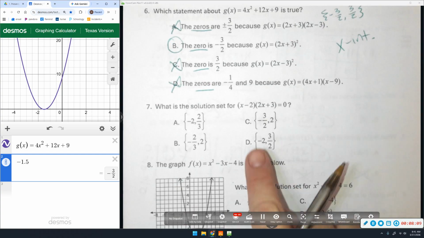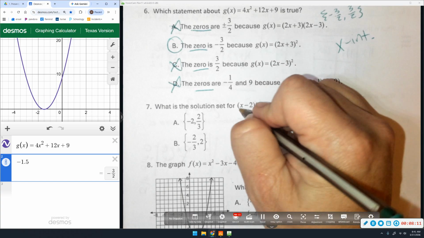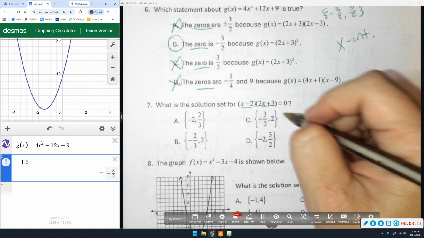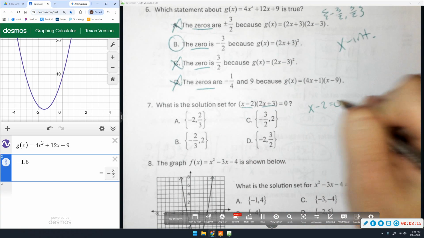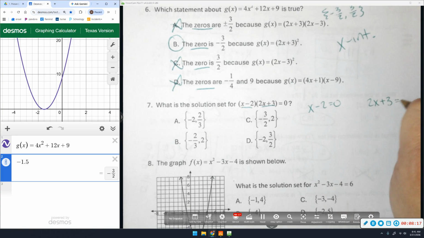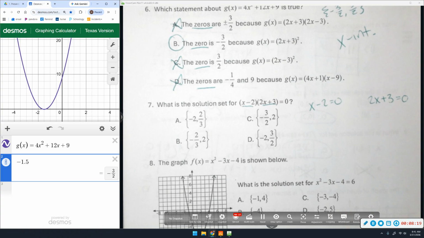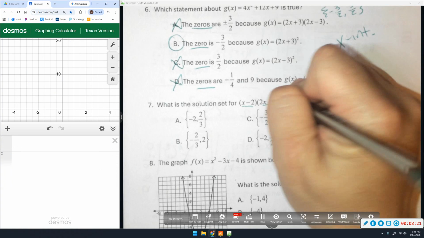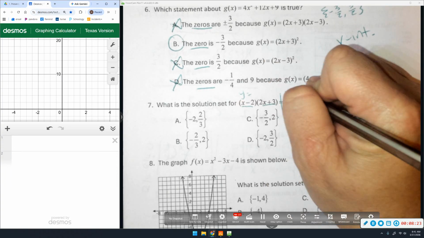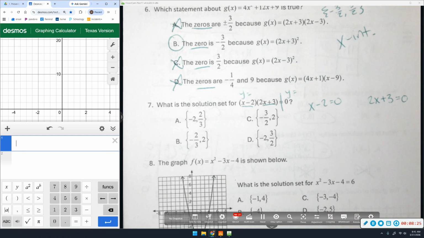Here, what is the solution set? There's 2 ways to do this. You can do it by hand. You set this equal to 0, set this equal to 0. So x minus 2 equals 0, 2x plus 3 equals 0, and solve. Or you could type in your calculator: y equals the left side, y equals the right side. See where they touch.